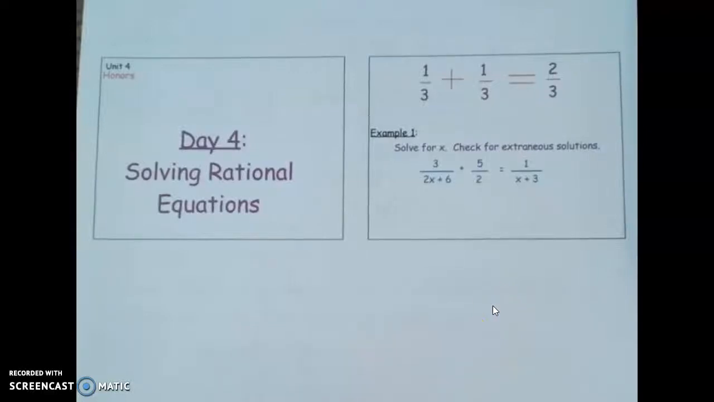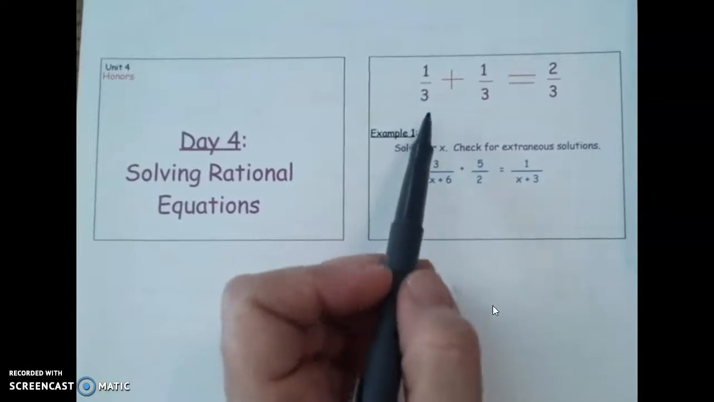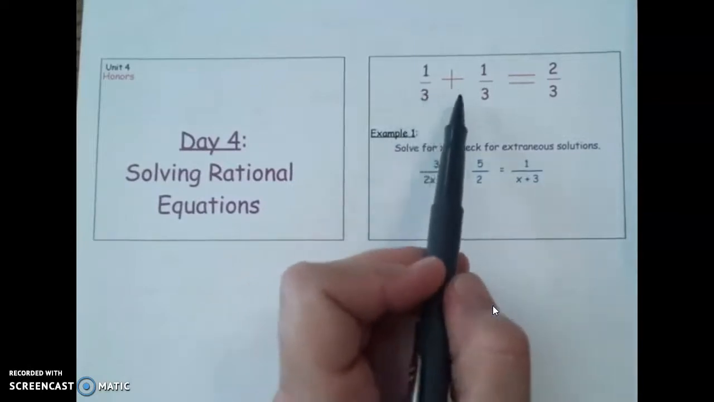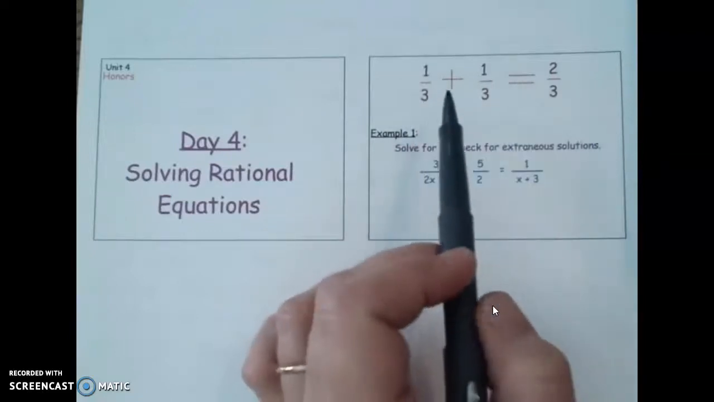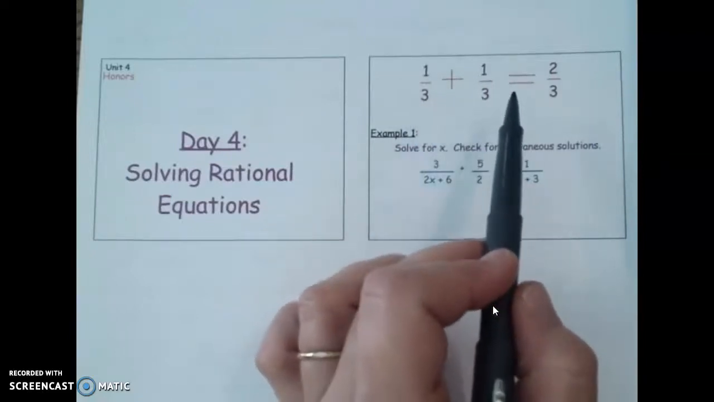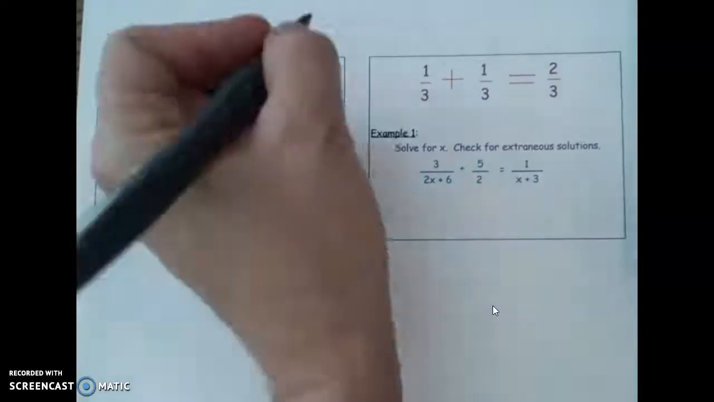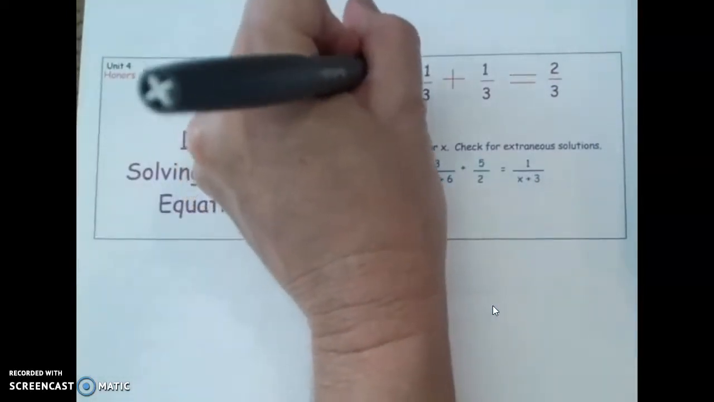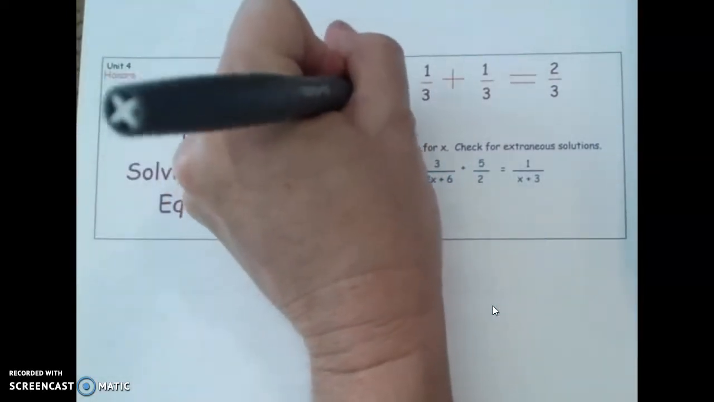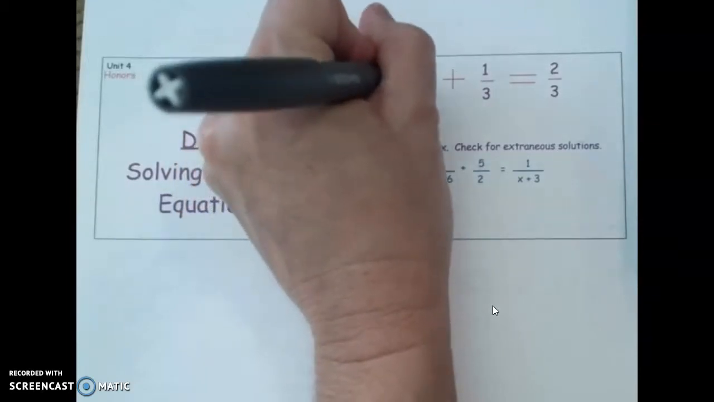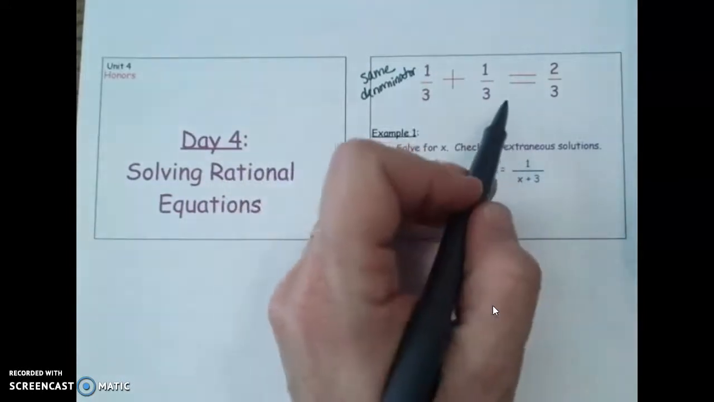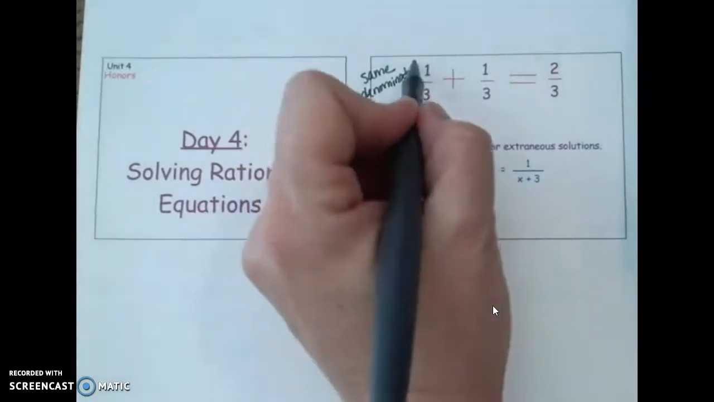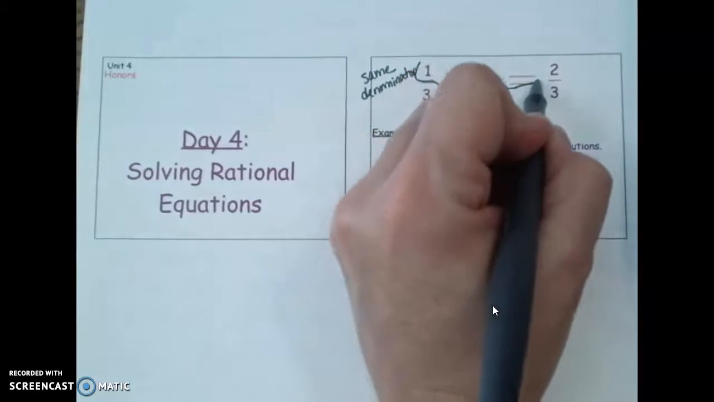We will start day 4 by solving rational equations. I put a very simple example of a rational equation with just plain fractions, no variables. So 1/3 plus 1/3 equals 2/3. If you notice, it's like yesterday, we have the same denominator, which we must have. And then once your denominators are the same, you're basically just adding the numerators.